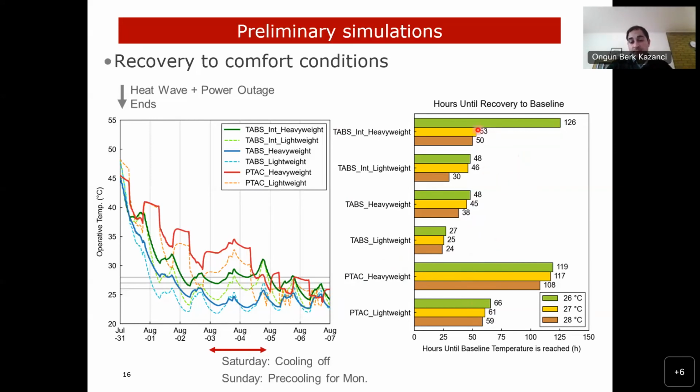And then even though the tabs is operating intermittently, here we can see if we wanted to get it down to 27 or 28 degrees, it can do that quite quickly, just like the other operation, but it would take longer for it to reach 26 degrees because, again, we are doing the cooling intermittently.